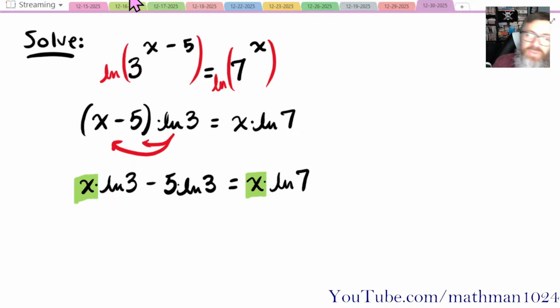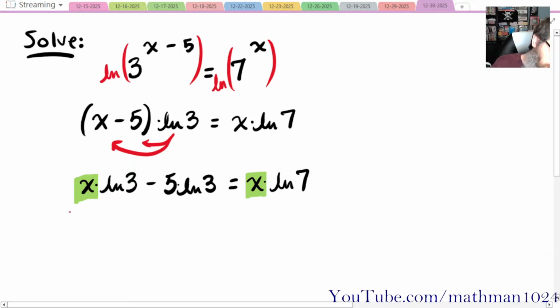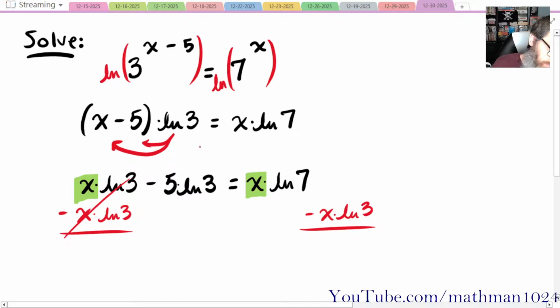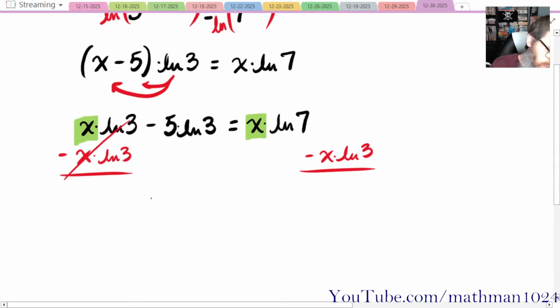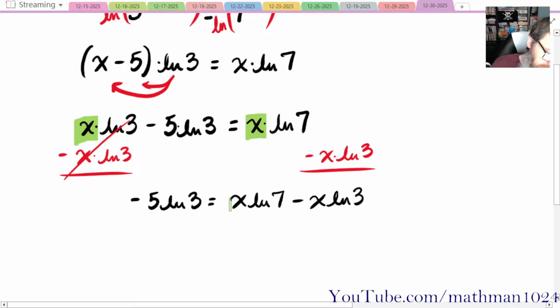So what we're going to do is put everything that has x on the same side of the equation, and if you don't have x, you go on the other side. Now, since 5 natural log of 3 is the only pure constant that I see, I'm just going to let it keep the left side as it is. I'm going to move this term from the left over to the right side. All right, so this gives me negative 5 times the natural log of 3 equals x natural log of 7 minus x times the natural log of 3. Great. Both of my x terms are on the same side.